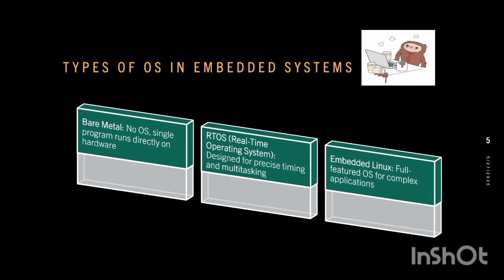And if we want more complex devices, then we will go for embedded Linux. That is also a version of Linux which is mainly meant for embedded hardware. That means it will be offering powerful features for multitasking and networking. So these are the different types of embedded operating systems.